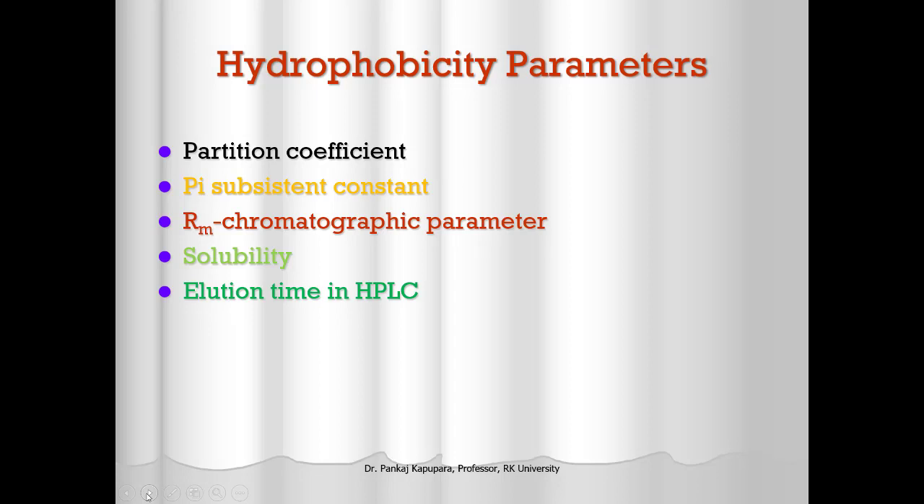Rm is 1 by RF value, 1 upon RF, and that is called the Rm value. Solubility can be determined in various ways. And elution time in HPLC: the retention time you know very well. Retention time is a peak value, and the entire drug or substance has to be eluted. The end point of the peak is called the elution time.